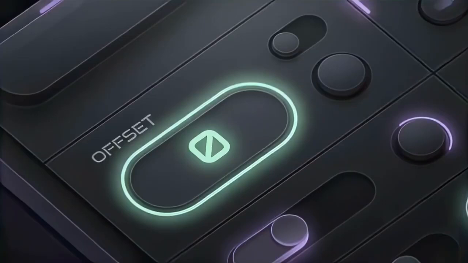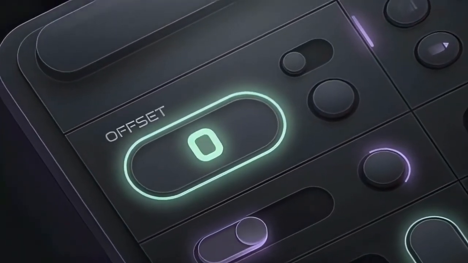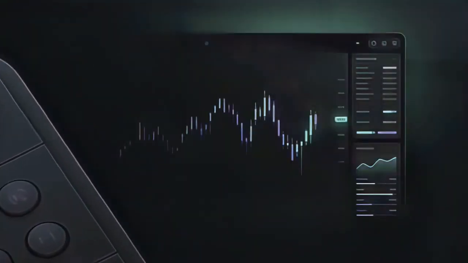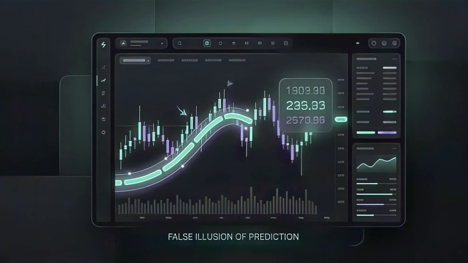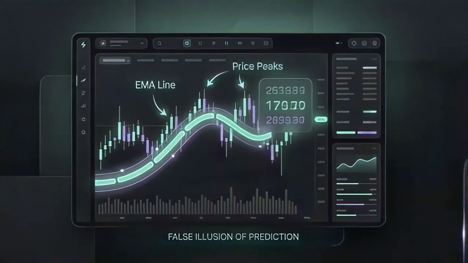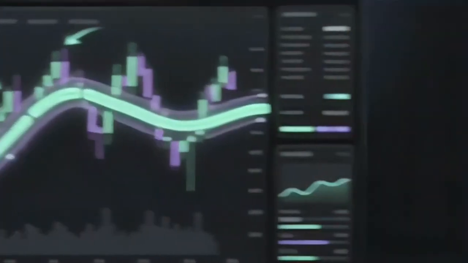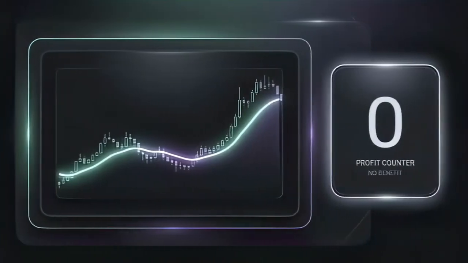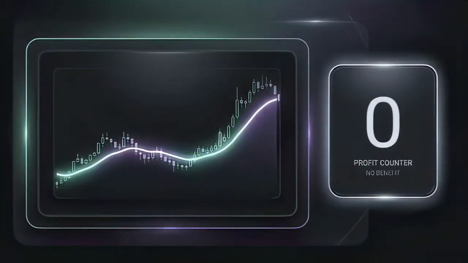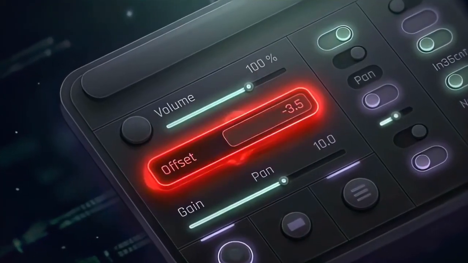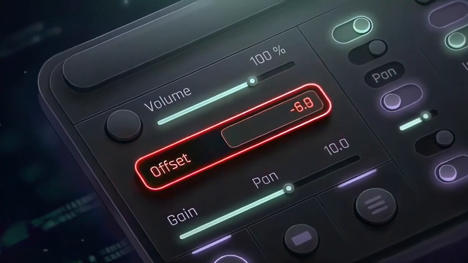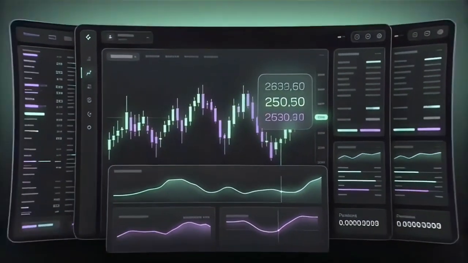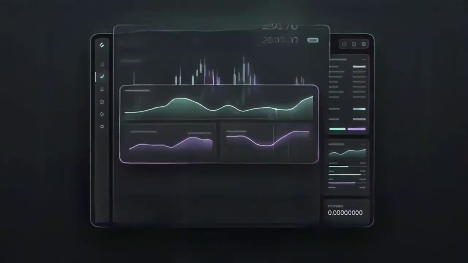And while you are in that panel, look at the input called offset. Leave it at 0. Offset shifts the entire line sideways in time. Push it backward, and your moving average will appear to have predicted every move it actually lagged. Your chart will look brilliant. Your trading will not change at all. It is the one input on that panel that exists purely to help you lie to yourself. And I would rather you heard that from me than found it in a backtest.